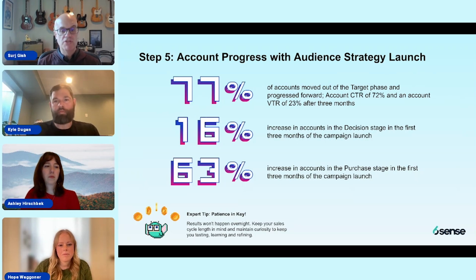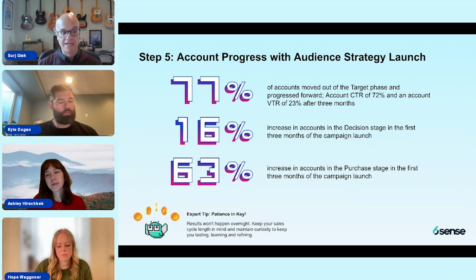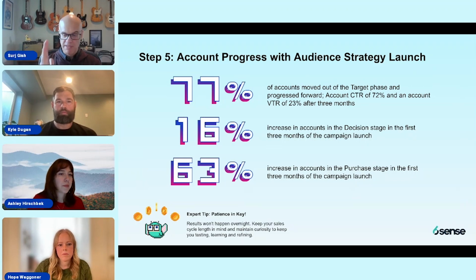But when you get it right, you can see how Ashley and Kim are working with their internal teams to get the foundation in place and all this. When you get it right, then you need to have patience to let it grow a little bit. Results don't happen overnight. Keep your sales cycle length in mind. But there's a caveat here too. I don't want to overemphasize that patience. It's critical to be thoughtful and mindful and methodical in your approach.